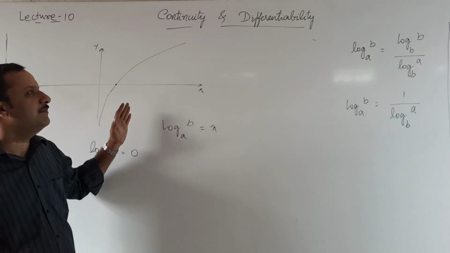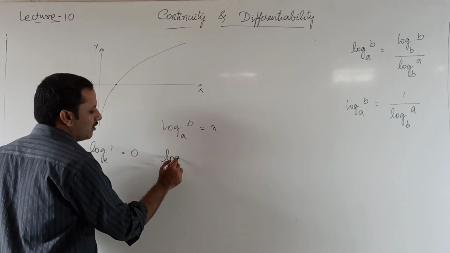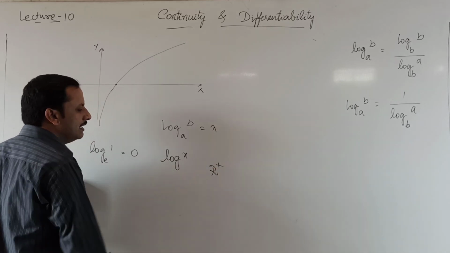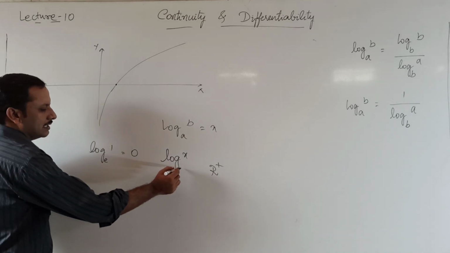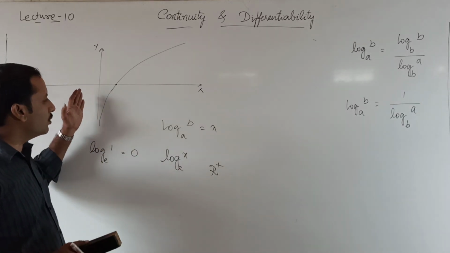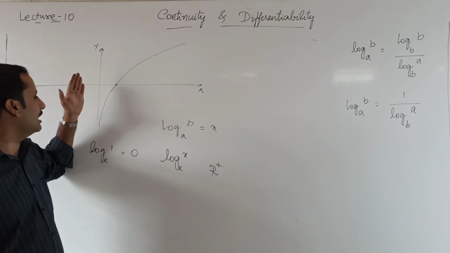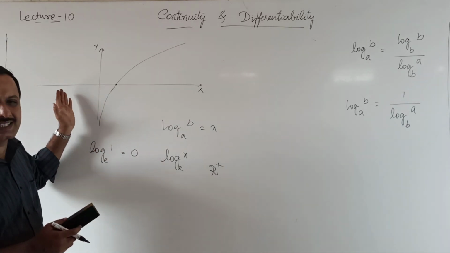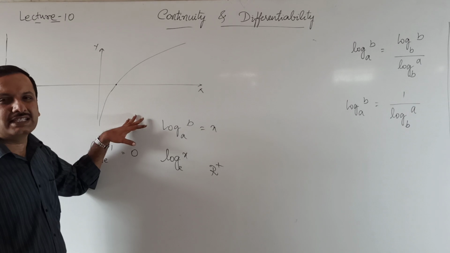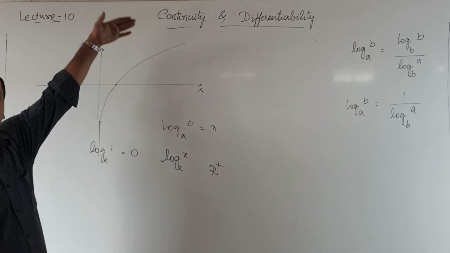It is defined only for positive reals. Therefore, the domain of log x is the set of all positive reals. R plus indicates the set of all positive reals. Here the base is e. The function is defined only to the right side of the y-axis, and it is not defined to the left side. It is defined only when x is positive. And what is the range? See, it can go down from minus infinity to plus infinity.